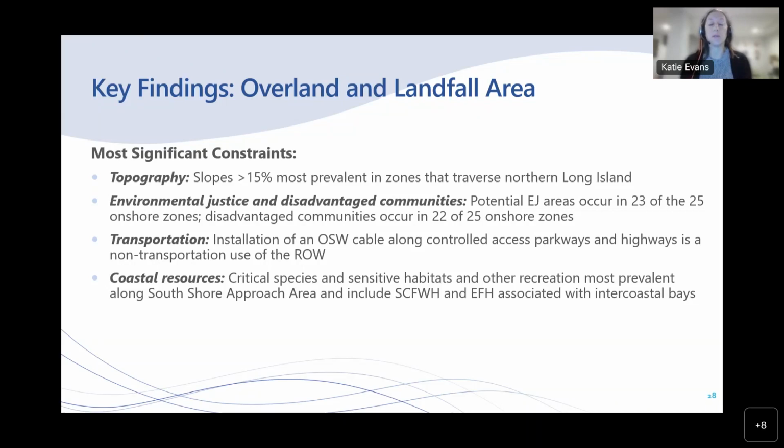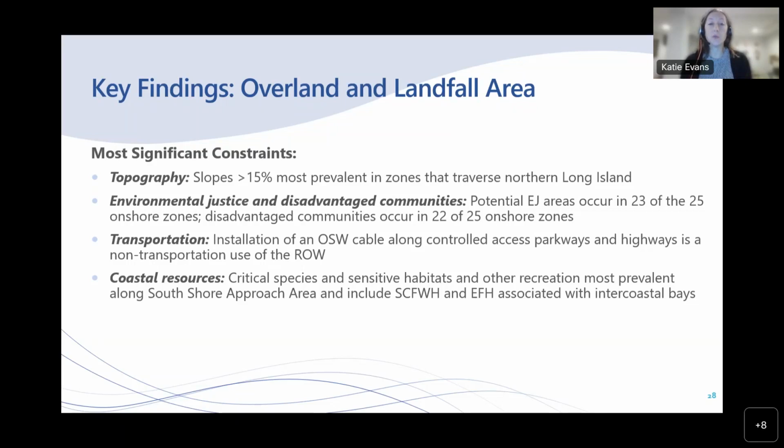Parkways and controlled access highways are present in all of the onshore zones and require additional review and approval for the longitudinal installation of cables within the right of way, as that is considered a non-transportation use. And that review would include both the state DOT as well as the Federal Highway Administration, as both provide fundings for those roads and must also provide authorization prior to cable installation.